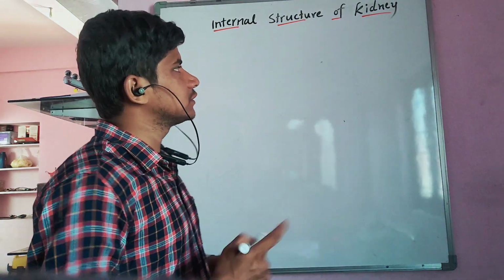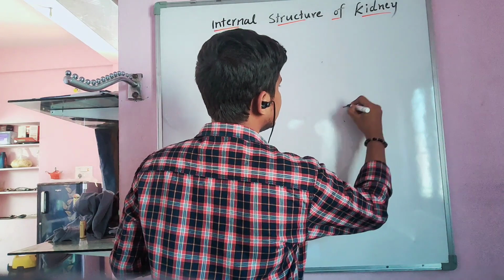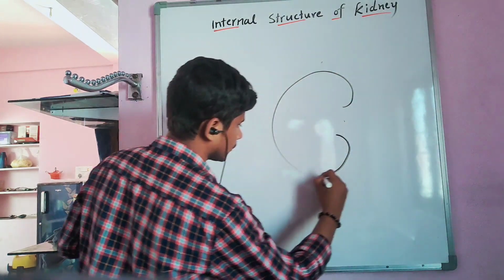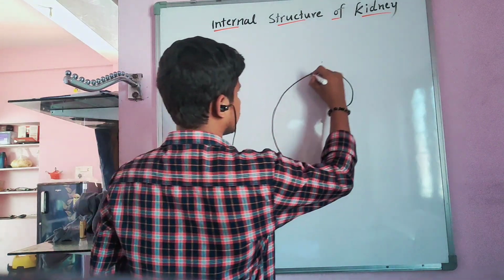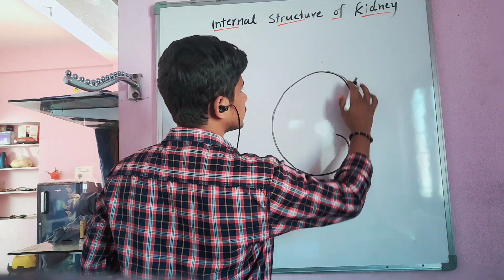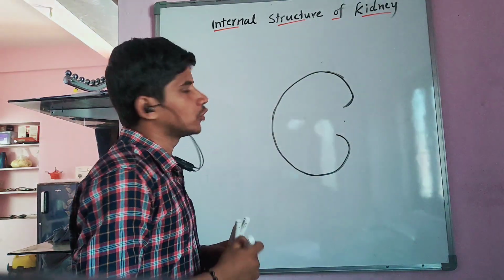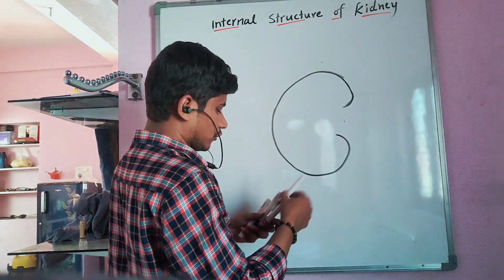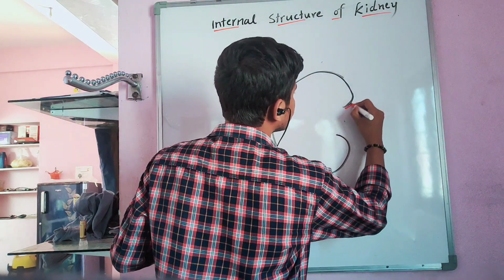Now we will discuss the internal structure of the human kidney. The kidney is a bean-shaped structure which is located in the lower abdomen on the dorsal side. Each kidney is surrounded by a layer called renal fascia.